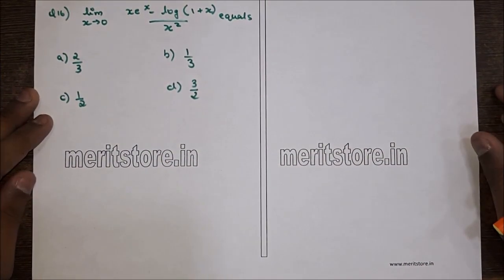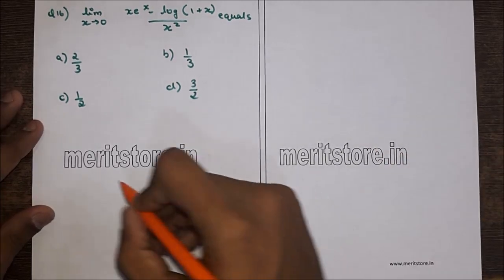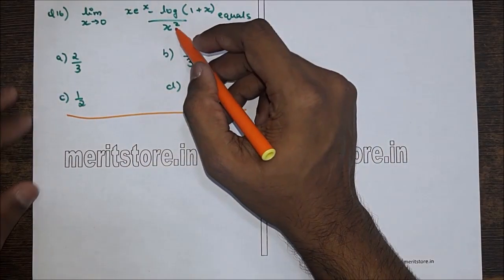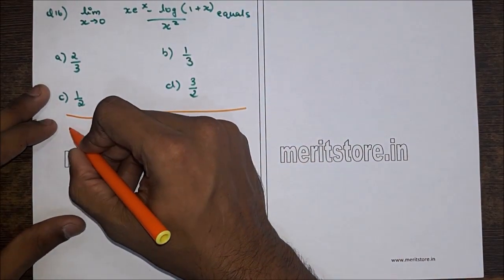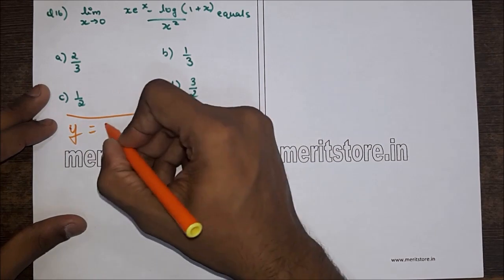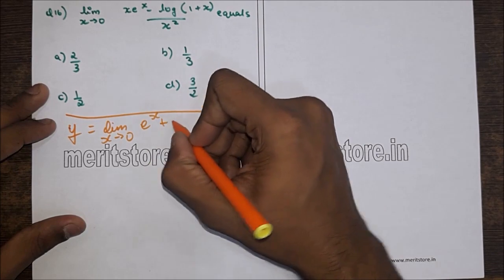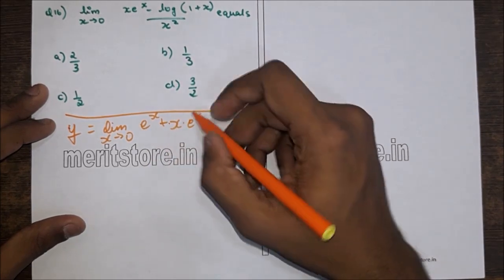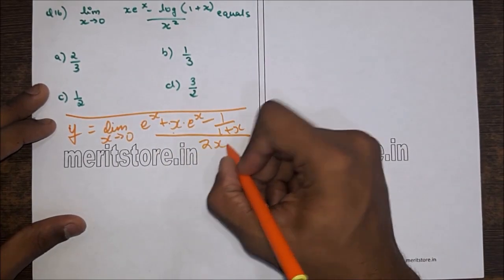Limit of x tends to 0, x e raised to x minus log(1 plus x) by x square equals: a) 2 by 3, b) 1 by 3, c) 1 by 2, or d) 3 by 2. Now we take this term and apply L'Hopital's rule to get 0 by 0 form. It gives us, we could write it as y equals limit of x tends to 0, e raised to x plus x into e raised to x minus 1 by (1 plus x), upon 2x, which is now in 0 by 0 form.